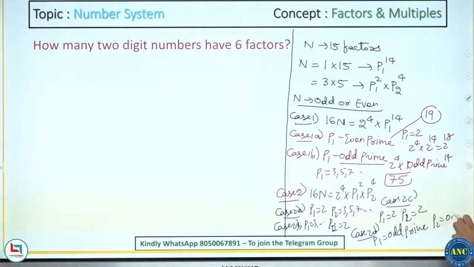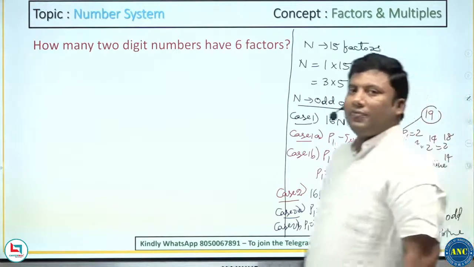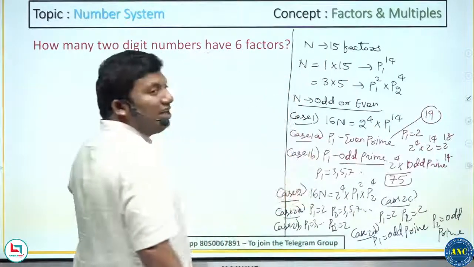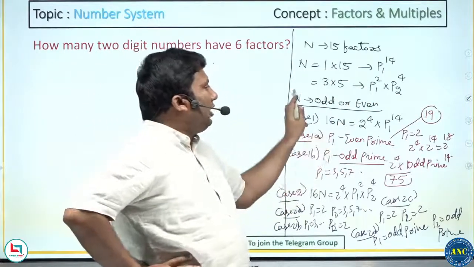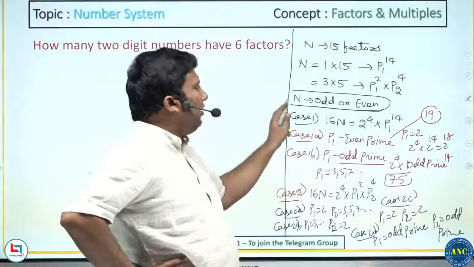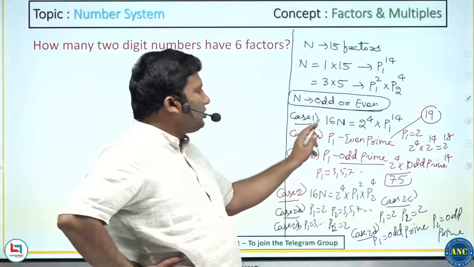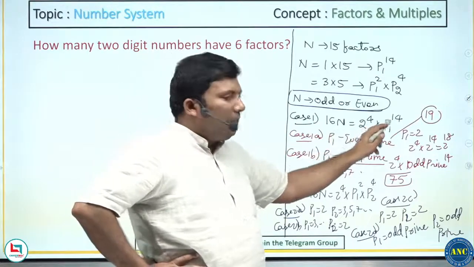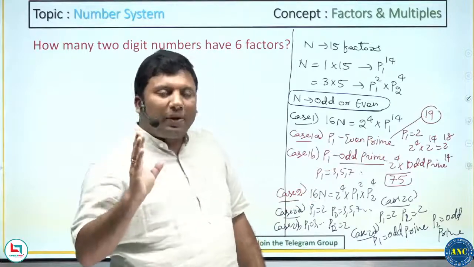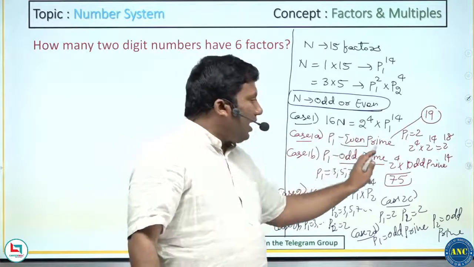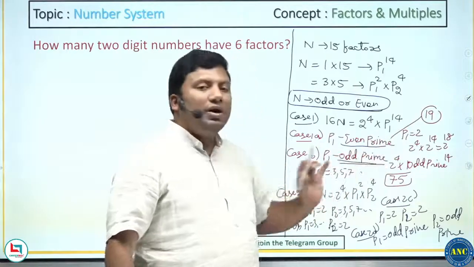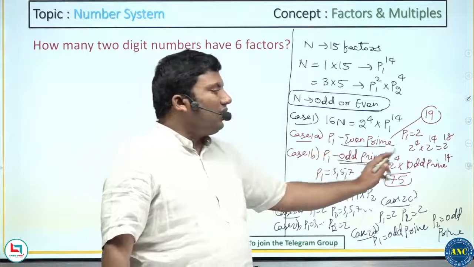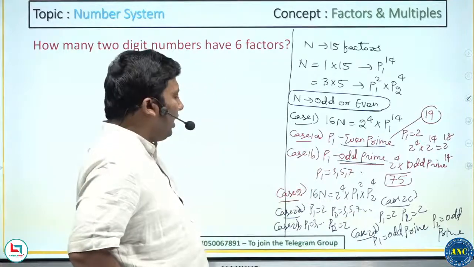Lot of cases will come in this problem. Just to give an idea. 15: it is p1 power 14, or p1 power 2, p2 power 4. n can be odd or even. 16n is 2 power 4 into p1 power 14. p is a prime number. Prime number can take either an even value or an odd value. If it is an even value, p1 is 2. If it is an odd value, other than 2. I hope the idea is clear.